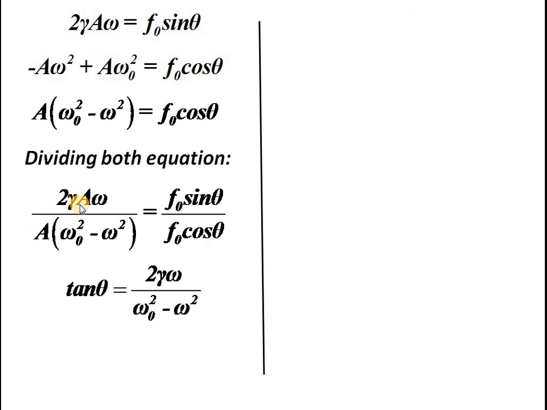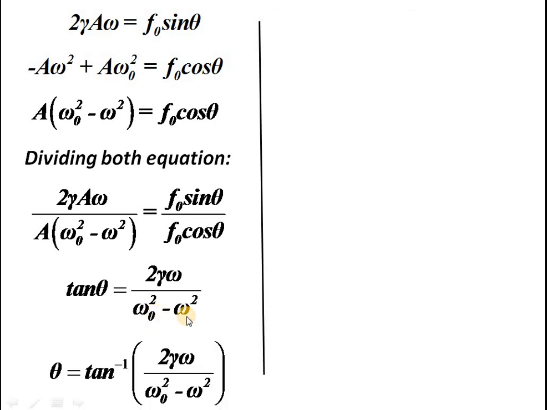You can cancel it. So ultimately, what we get is tan theta equal to 2 gamma omega divided by omega 0 square minus omega square. Or theta will be, of course, tan inverse of 2 gamma omega by omega 0 square minus omega square. So this way you got the expression for the phase factor. What is the phase difference between the applied force and the displacement? They may be in the same phase, or they may be out of phase. That depends on the values of gamma, omega, omega 0 square, and so on. We will look into that later.